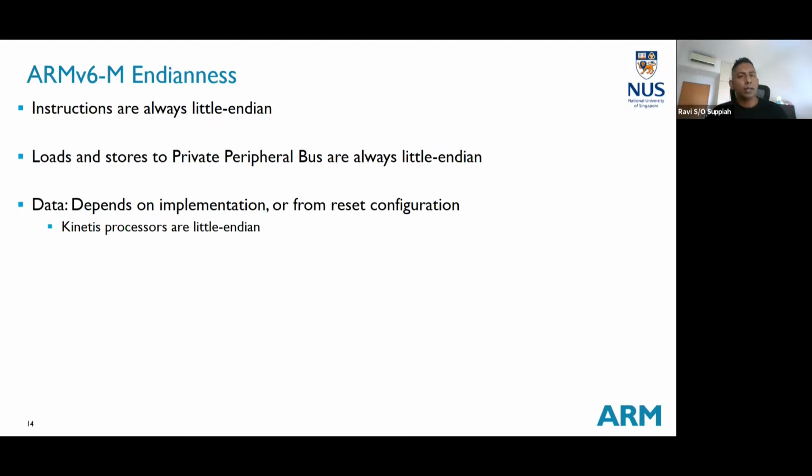The Cortex M0 Plus is based on the ARMv6 architecture, which is little endian. So for us, we just take it all to be little endian, your code as well as your data, everything, so there's no confusion. In some cases, you may have a mix of little endian and big endian between code and data, which can cause some confusion.